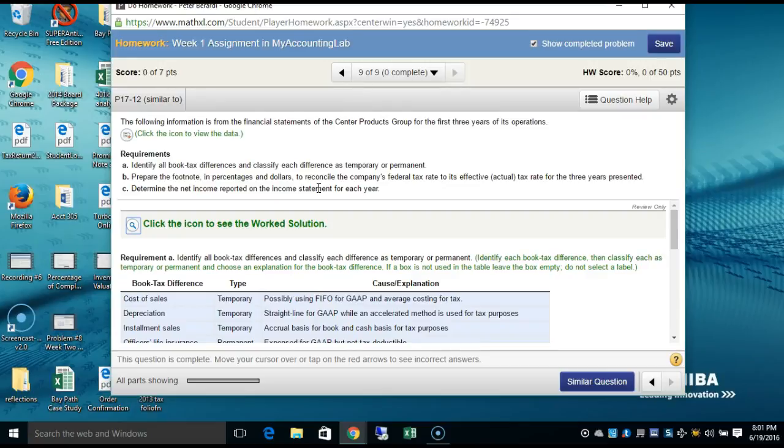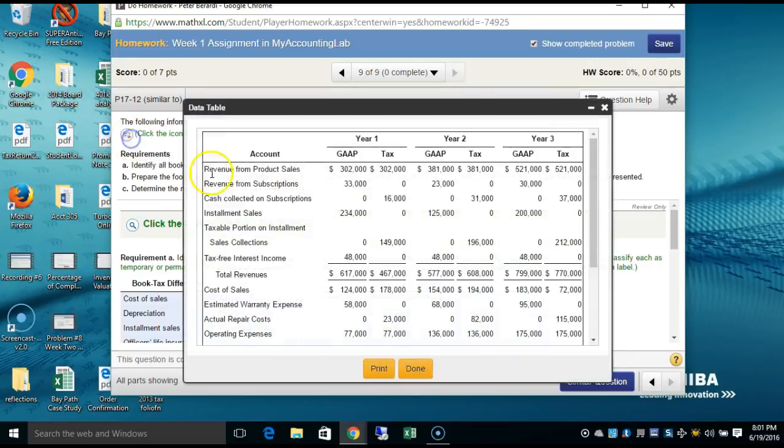Problem 9. The following information is from the financial statements of the Centers Product Group for the first 3 years of its operations. So it gives us 3 years of financial statements for GAAP and tax for years 1, 2, and 3. So let's go through these items. You'll see that revenue from product sales are the same for both GAAP and tax.